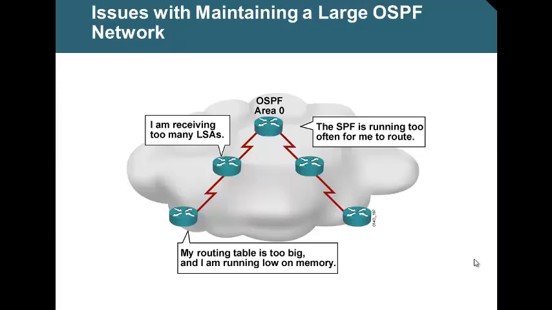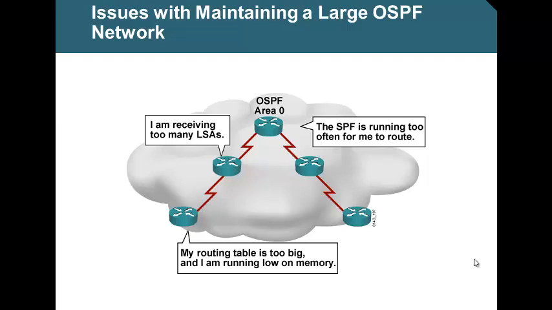When you don't have areas, this is the problem. The routers will suffer with these three problems. One, I'm always running the SPF algorithm, which means too many updates are coming very often. As a result, SPF needs to find the new paths every time it gets an LSA.